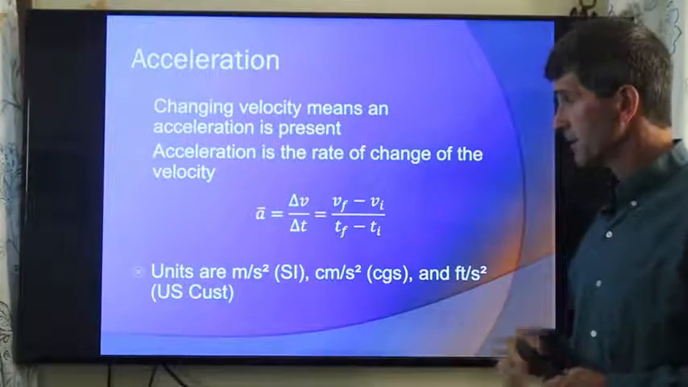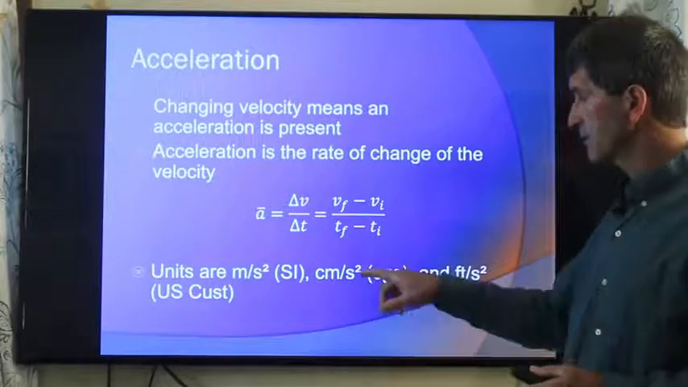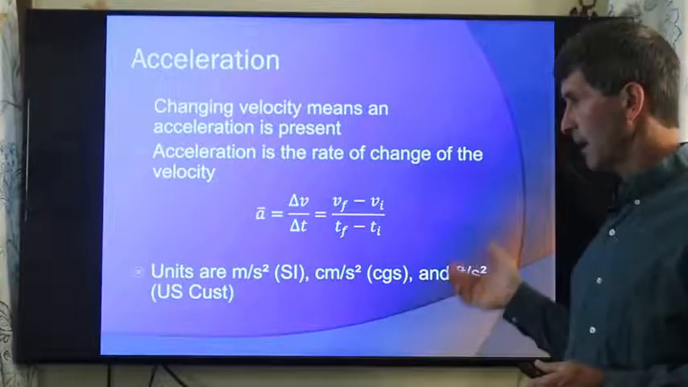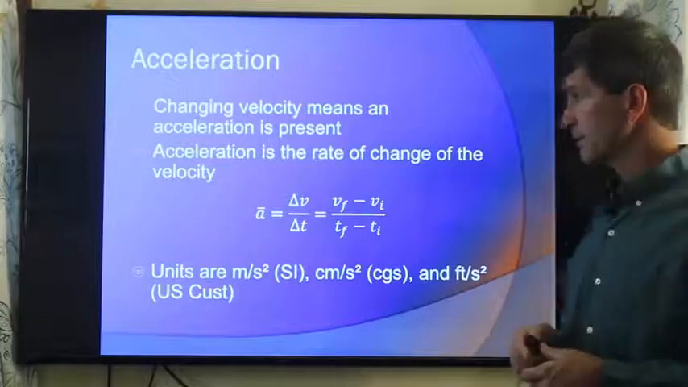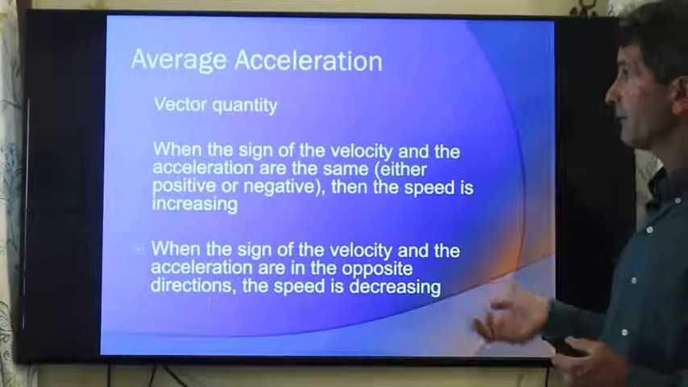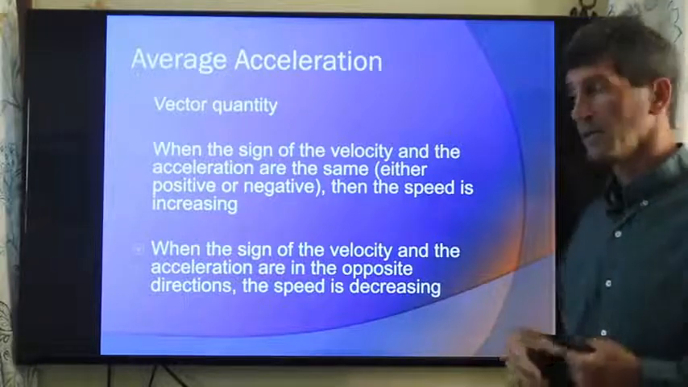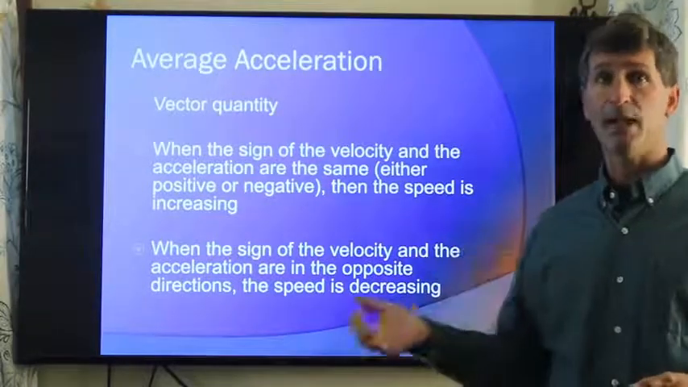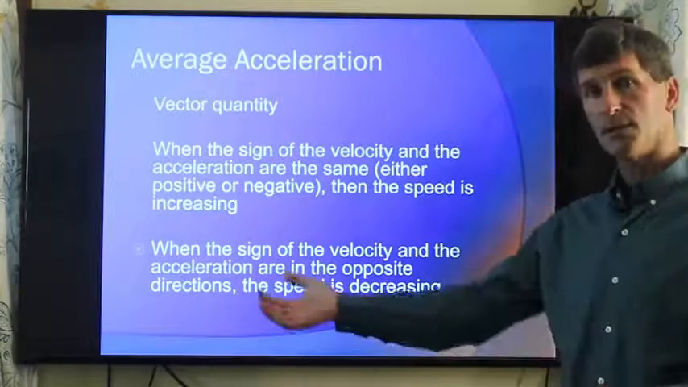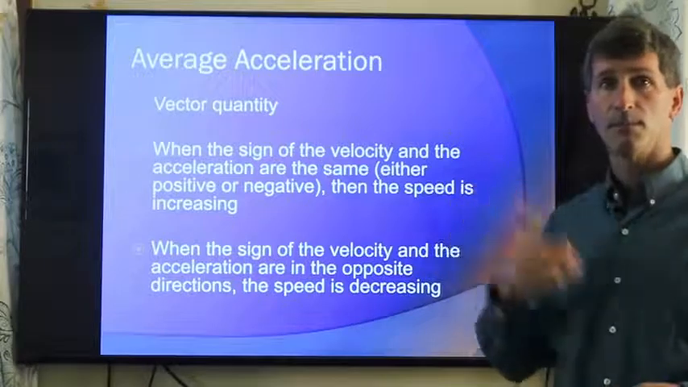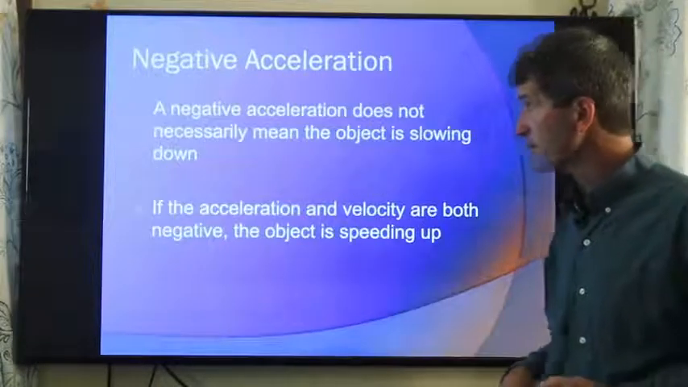The SI units for acceleration are meters per second squared. If you're using the CGS system, it's centimeters per second squared. And for the US customary system, not used very much, it's feet per second squared. So average acceleration is a vector quantity. The sign of the velocity, just like displacement, indicates in one dimension what direction you're going. Our general convention is if we're moving from left to right, it's a positive velocity. If we're moving right to left, it's a negative velocity.